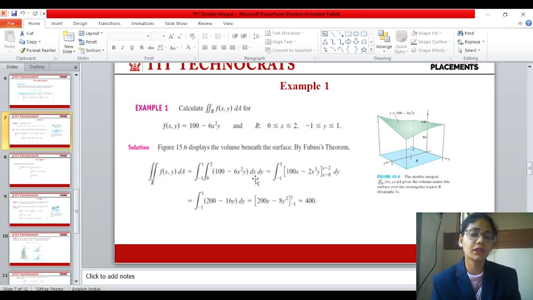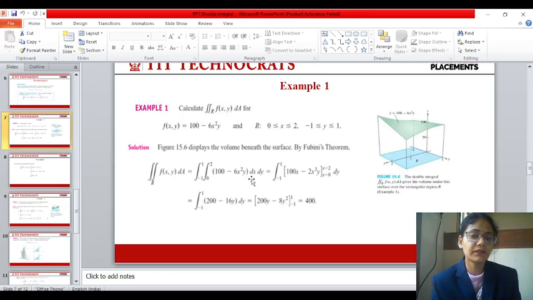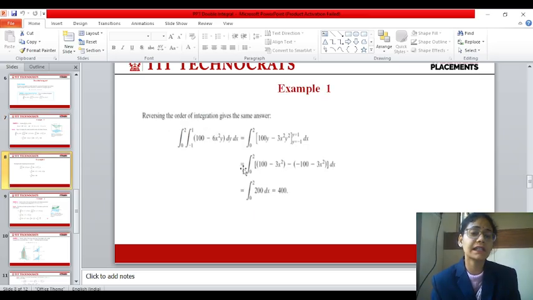Now let us change the order of integration. Earlier we took integration with respect to x first. Now we will take integration with respect to y first. So again 100 is a constant, integration of 100 with respect to y will be 100y minus 6x square times y square upon 2. 2 and 6 cancel, it is 3x square y square. Put the limits, y is equal to 1 and y is equal to minus 1. This is 100 minus 3x square. Put the upper limit which is 1, put lower limit minus 1, simplify. You will get 200.